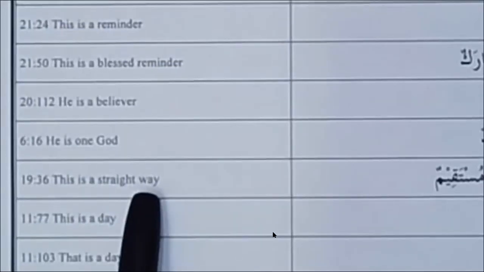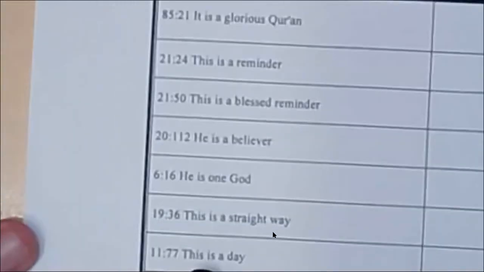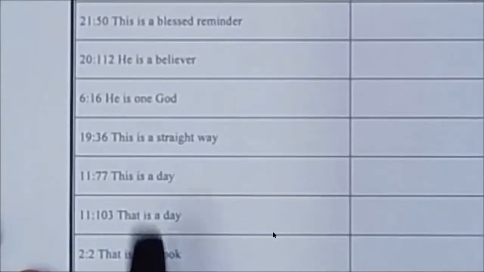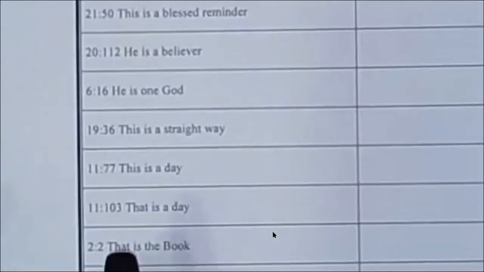Now look at this one. Haza siratun mustaqim. What did that mean? This is the straight path. Look at this. This is a straight way or a straight path, right? Haza yawmun. This is a day, right? Because remember, haza yawmun is a sentence. So the "is" is there. Remember, when we follow this formula, then "is" comes into the picture. Because if the "is" is not there, then it's not going to be a sentence.